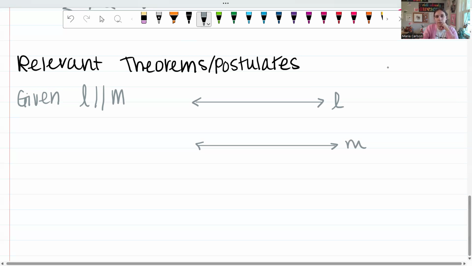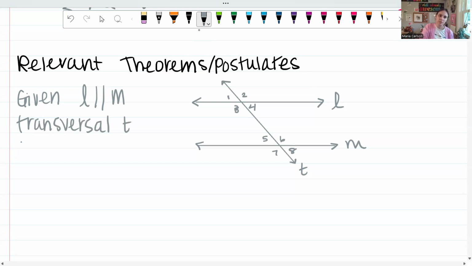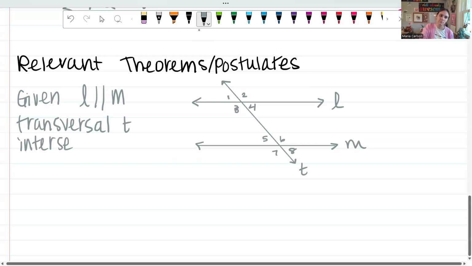And we also have this transversal creating 8 angles. So 1, 2, 3, 4, 5, 6, 7, and 8. So it is given that L is parallel to M, and we have transversal T intersecting those two lines.